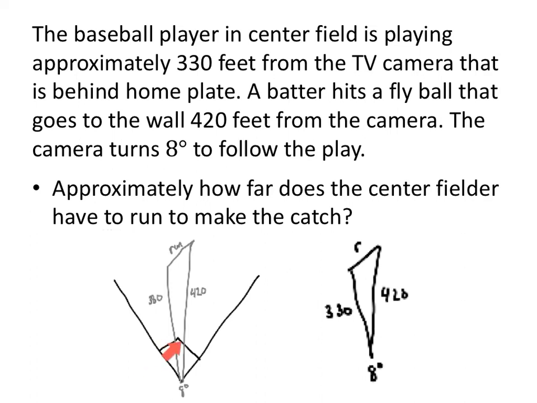Here we have a baseball diamond, for those of you not all that familiar with America's pastime, baseball. We have left field, center field, and right field as the batter faces left, center, and right. So the baseball player in center field is playing approximately 330 feet from the TV camera behind home plate. 330 feet, that's where he's playing. A batter hits a fly ball, and that's a ball in the air, that goes to the wall 420 feet from the camera. So it's 420 feet from the camera to the wall. The camera turns 8 degrees in order to follow this play.